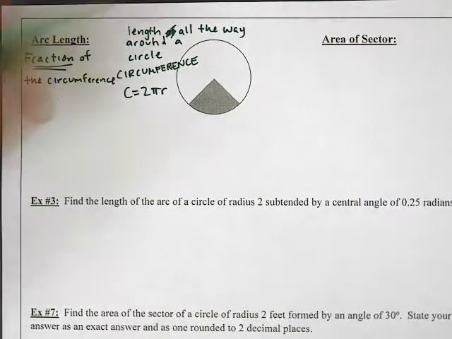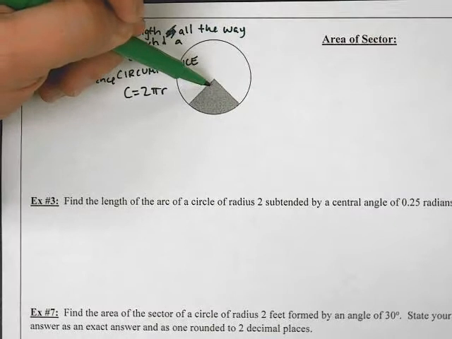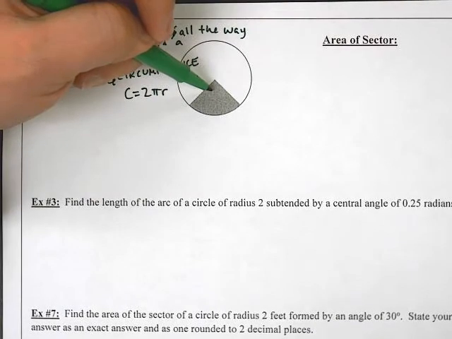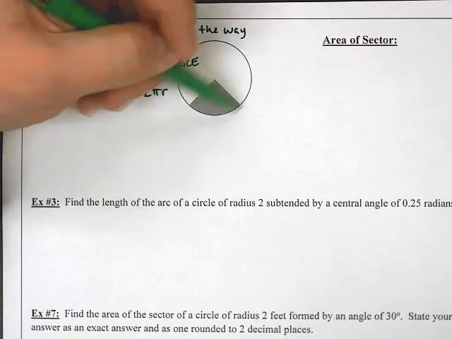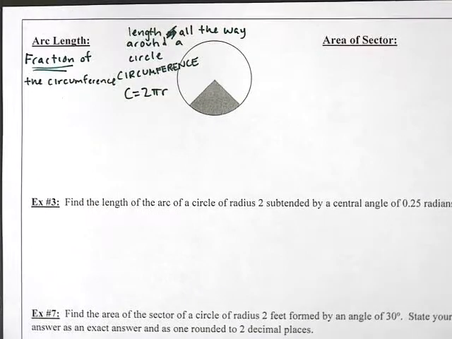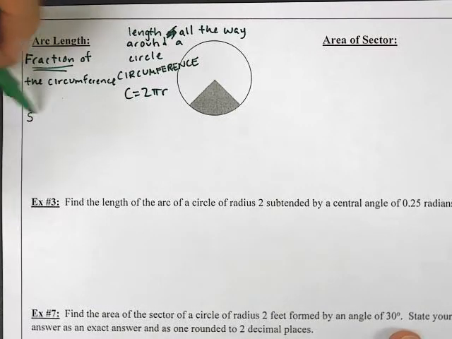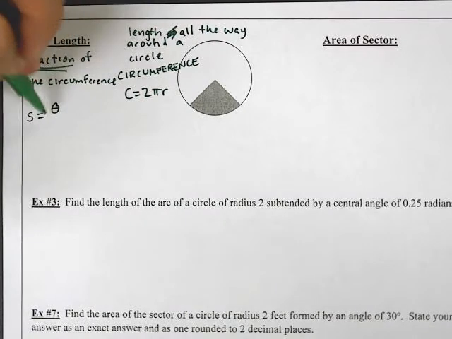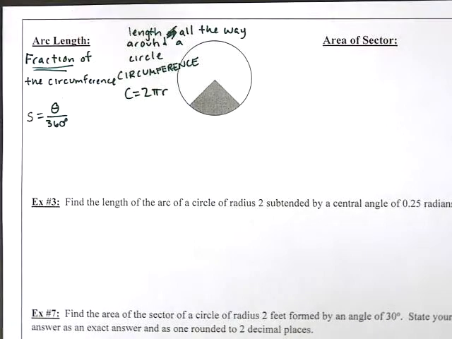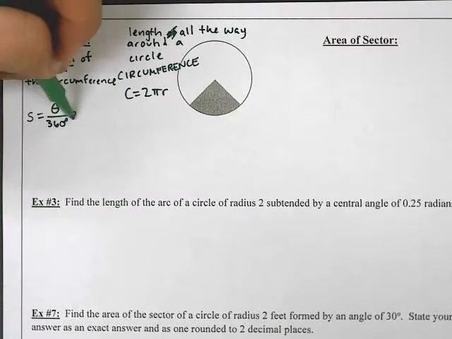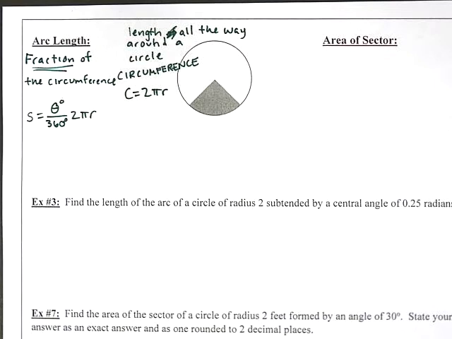We know that if this is 60 degrees, if I make this up, well, the entire circle is 360. So this piece right here is 60 out of 360. And so if we want the arc length, we would do 60 over 360 and then multiply it by the circumference. So let's write some formulas here. We have S equals, and S is going to be our arc length, but it's always going to be theta over 360 degrees. I'm going to put a degree symbol here as well. So theta over 360 degrees times 2 pi r, so that is one option.